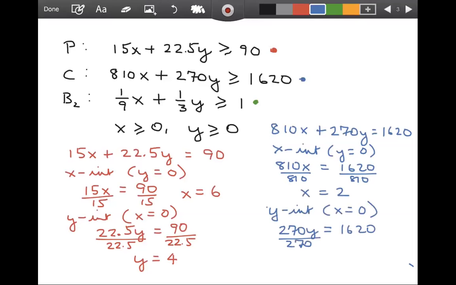Dividing both sides by 270, you get y equals 6. All right. Let me see. I think I left myself another blank screen. Yes, I did. So that brings us to the vitamin B2 inequality, whose boundary line is 1/9 x plus 1/3 y equals 1.